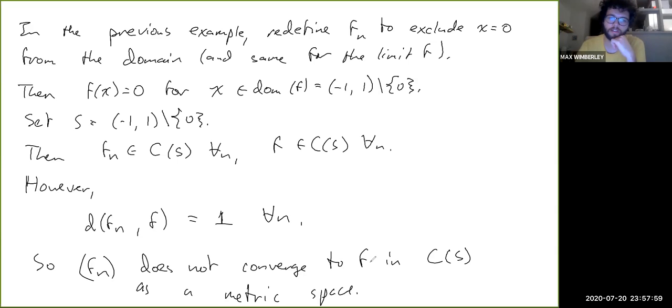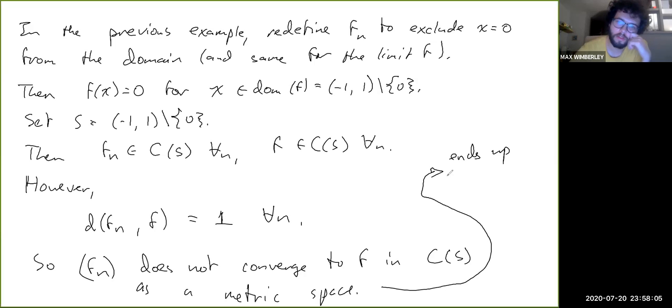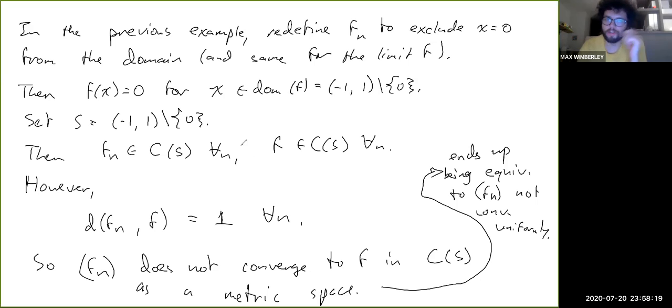And this ends up being equivalent to Fn not converging uniformly. The only reason I did this whole business of deleting 0 from the domain was so that f would end up being an element of C of S.